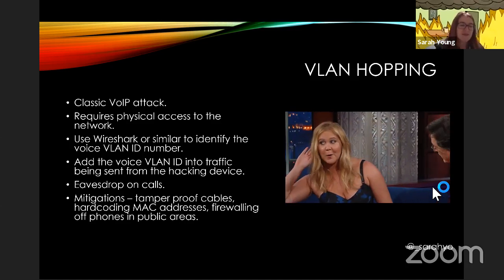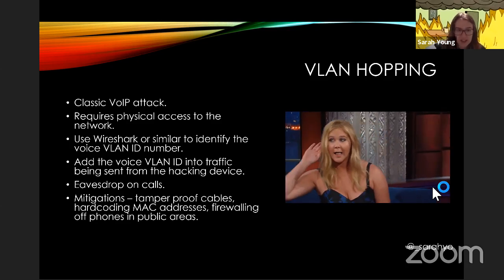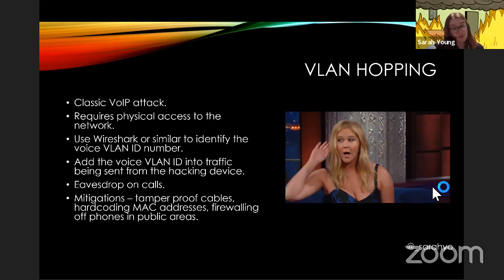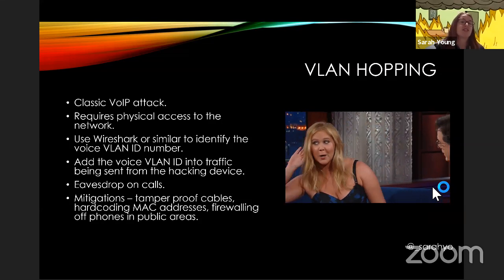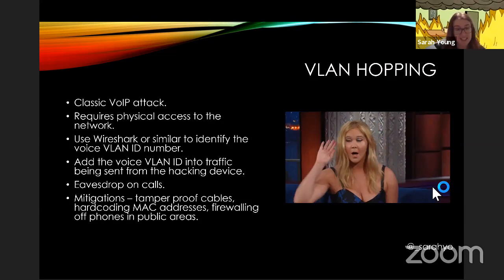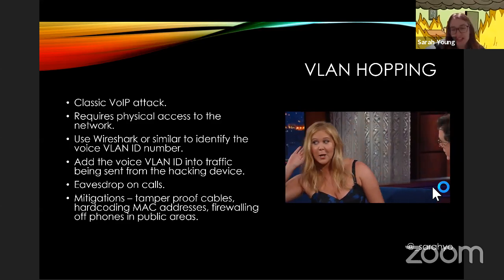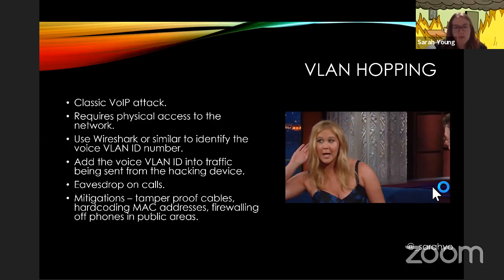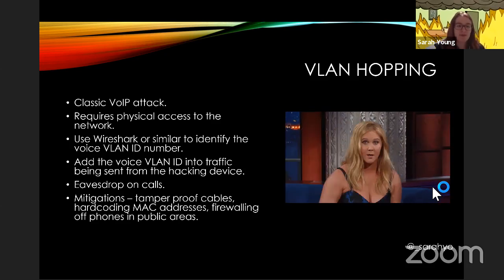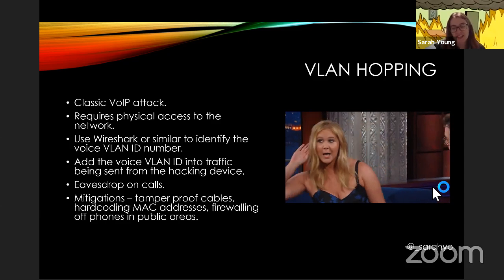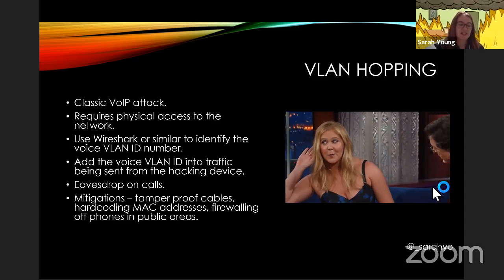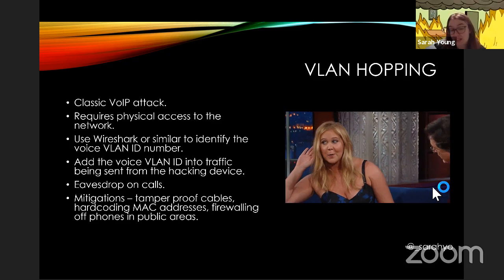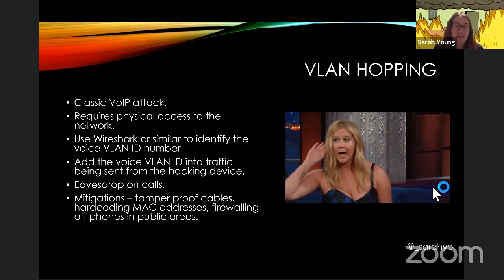The kind of mitigations you can do for VLAN hopping are tamper-proof cables, to stop people being plugged in who shouldn't be. You can hard code MAC addresses, so only a device that is supposed to be plugged in is allowed to access anything on a port. I've listed hard coding MAC addresses as a mitigation to this particular attack, which it is, but I will caveat this with, I'm not a big fan of hard coding MAC addresses. It's very difficult to manage, and it has a great overhead. So I'm mentioning it for completeness, but you might want to think about the overheads of actually doing that.